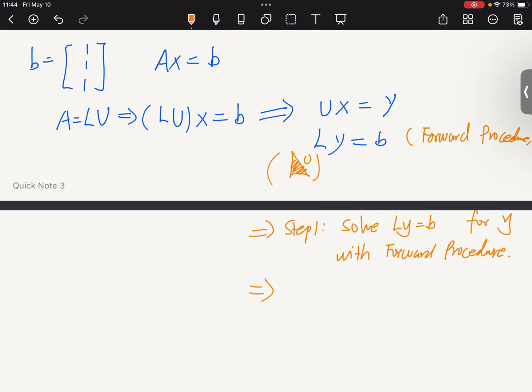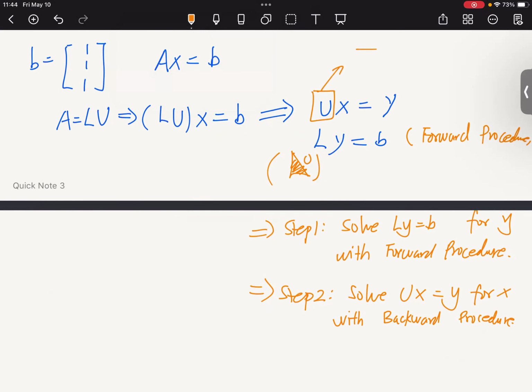equals B, for the Y with the forward procedure. Once you get the Y value, we will solve UX equals Y for the X with the backward procedure, because we get an upper right triangular matrix there. Because this one is upper right triangular, which means we have such a shape for the linear system here. And then we are going to solve backward for this part, and forward for this part.